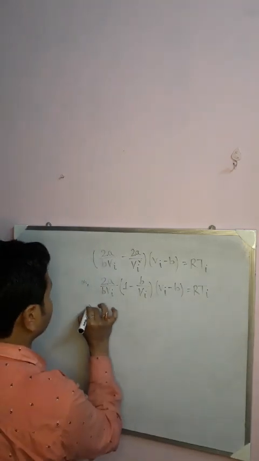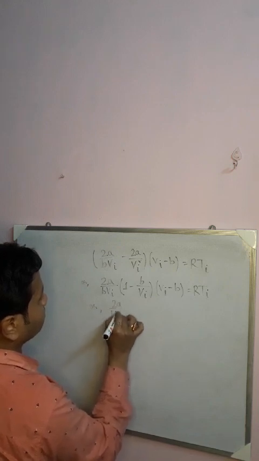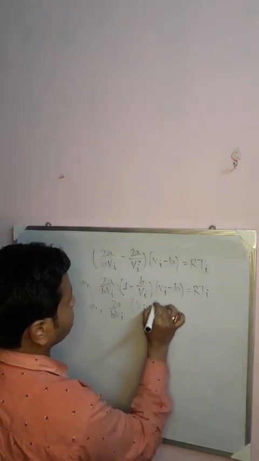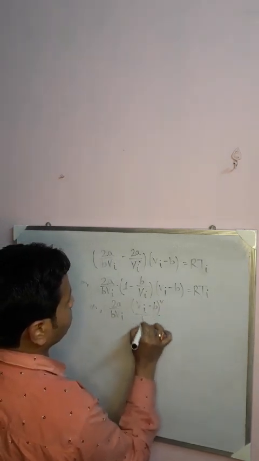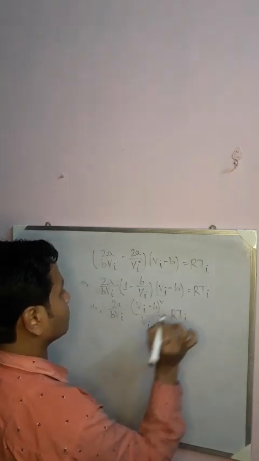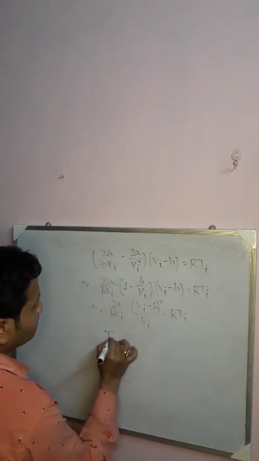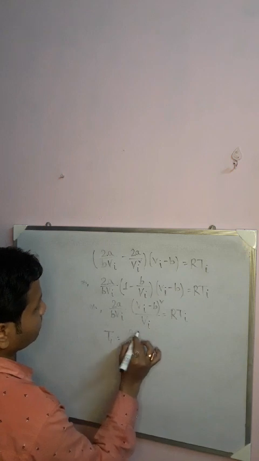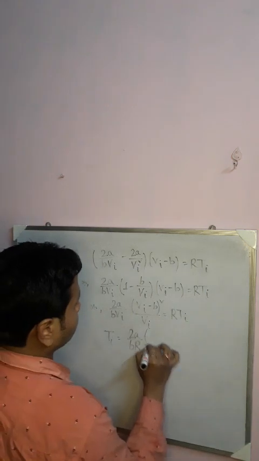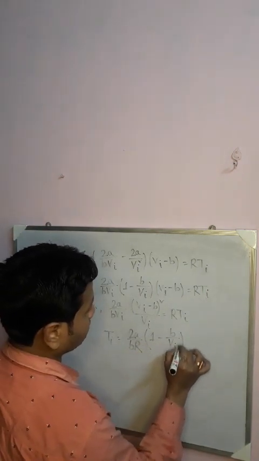Fine. Now what we get: 2a by b Vi into Vi minus b whole square, and there is also a Vi term in the denominator. This equals R Ti. Now what will be my Ti from this? My Ti will be 2a by bR into 1 minus b by Vi whole square.